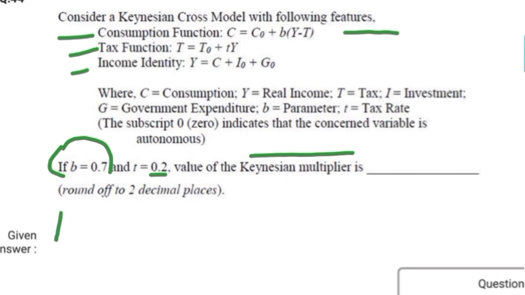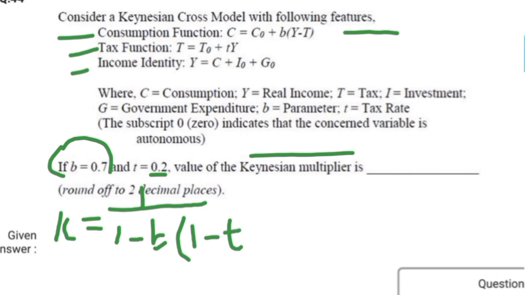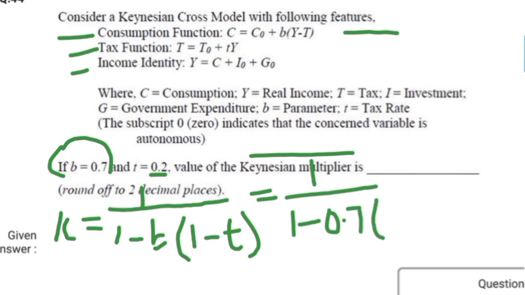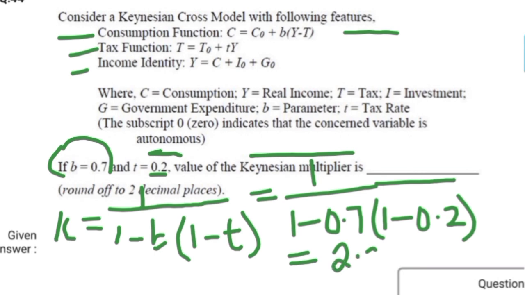So the Keynesian multiplier is simply equal to 1 divided by 1 minus MPC, and MPC is b, times 1 minus t, that means the marginal tax rate. So that results in 1 divided by 1 minus, the value of b is 0.7, times 1 minus the marginal tax rate, which is 0.2. When you solve this, we will get the Keynesian multiplier equal to 2.27.